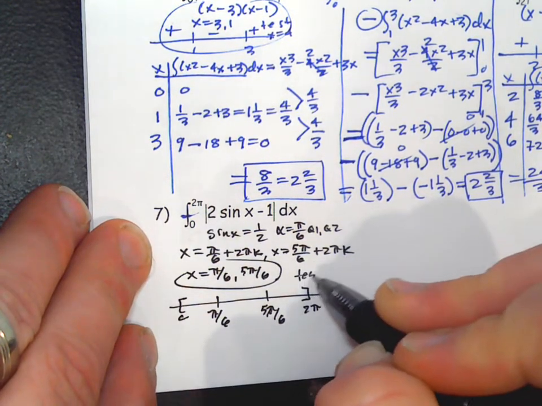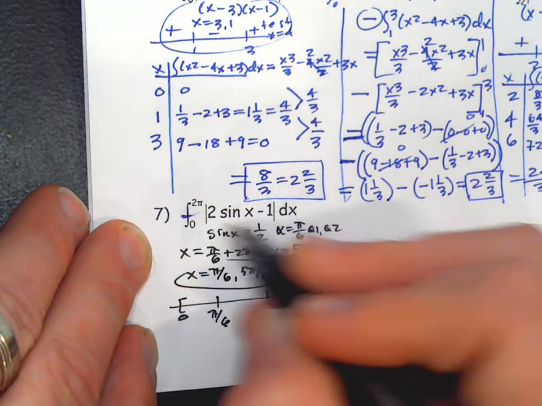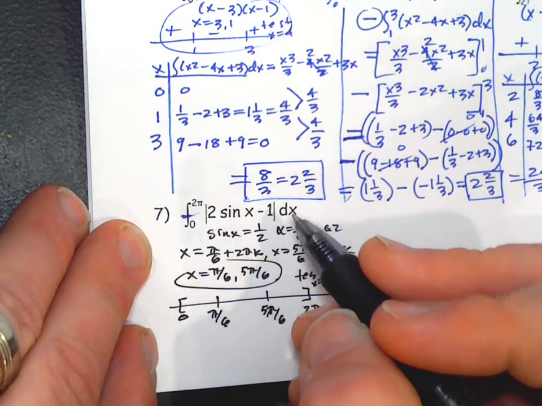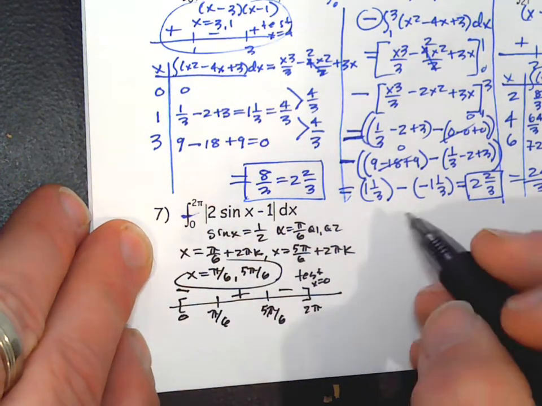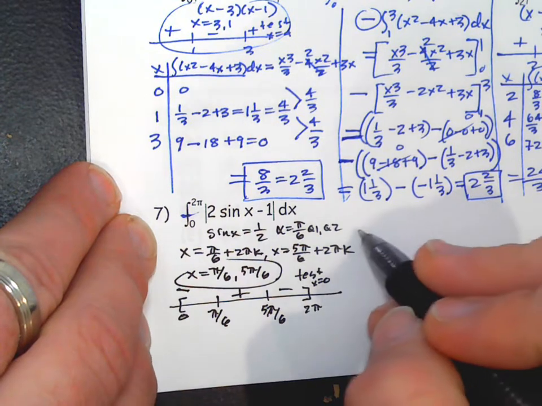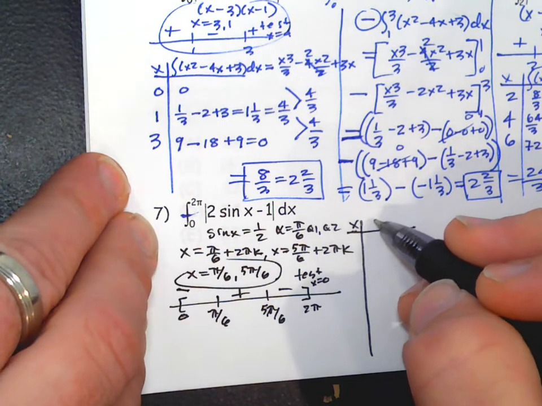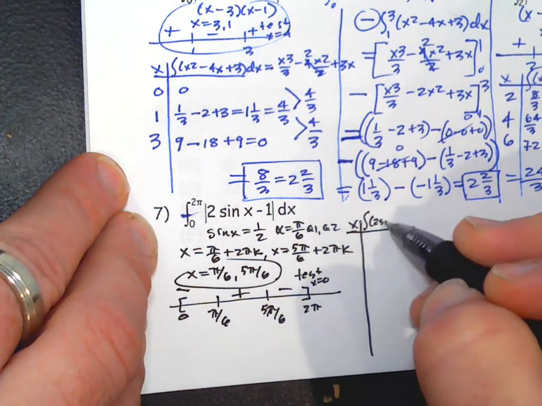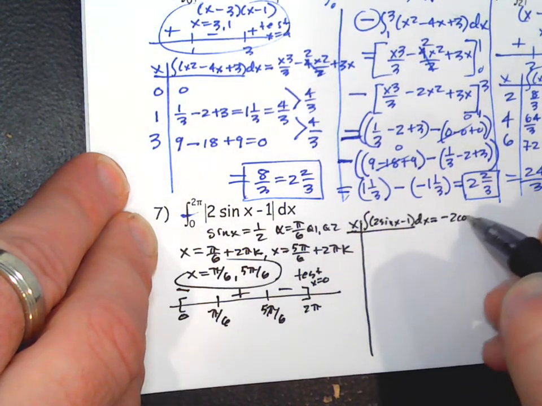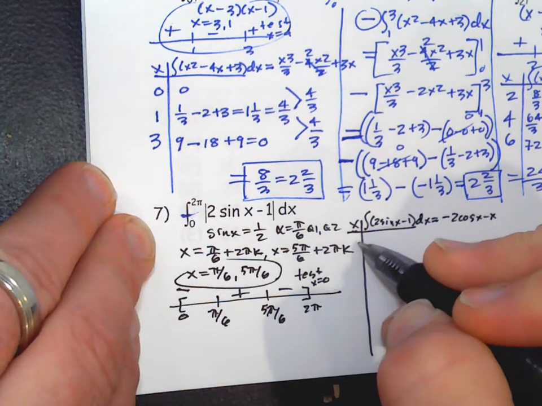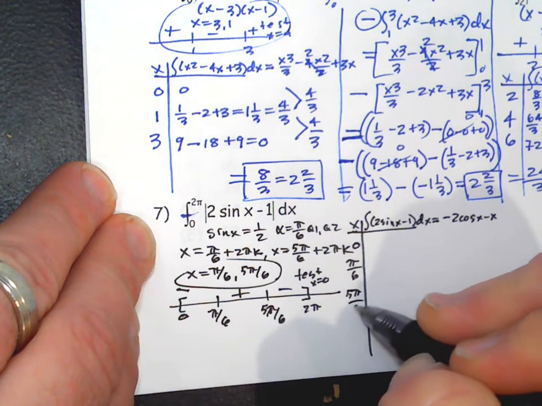Test the value. X equals 0. Looks nice. That would make the inside of the original absolute value negative. Then positive, then negative. So if we're gonna do the table approach, and this is where the line check could help you with the table approach, because you're gonna integrate 2 sine x minus 1, which is gonna be negative 2 cosine x minus x. We're gonna plug 0, pi over 6, 5 pi over 6, and 2 pi in.